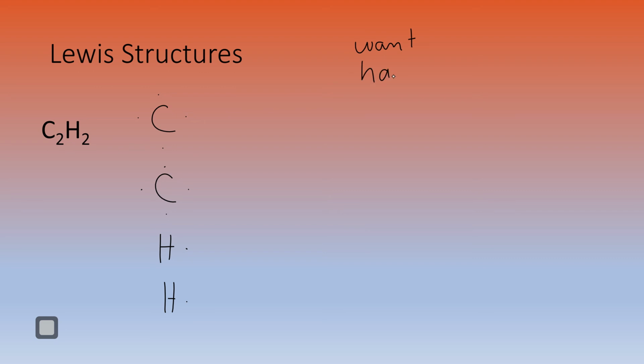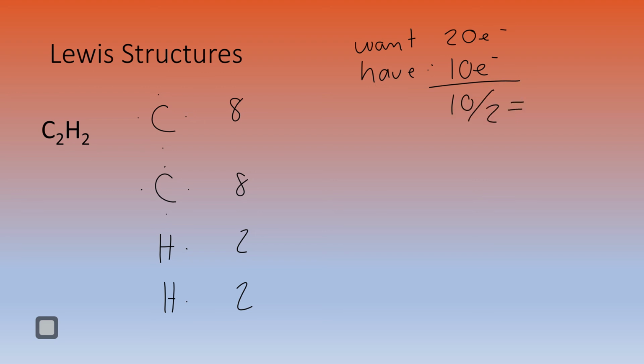Our want and have. So I have 4 plus 4 is 8 plus 2 is 10. So I have 10 total electrons. I want 8, 8, 2, 2. So that would be 16, 18, and 20, right? Yeah, 20. And so 20 minus 10 is 10 divided by 2. Again, don't forget to divide by 2. I'm going to have 5 bonds.